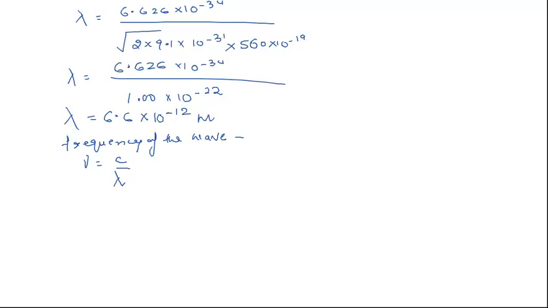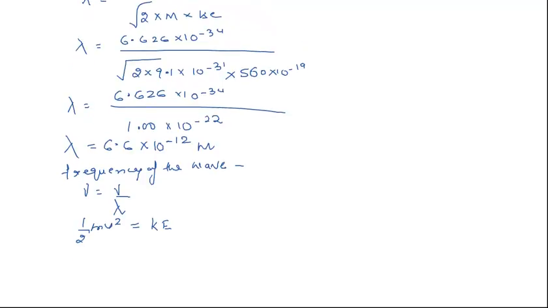So for that, first you need to find the velocity, since it is velocity by lambda. We need to find out the velocity. How will we find it? Half m v square is equal to the kinetic energy, right? Now what is your kinetic energy? Half into the mass of electron, 9.1 into 10 to the power minus 31, multiplied by v square, and kinetic energy is 560 into 10 to the power minus 19.